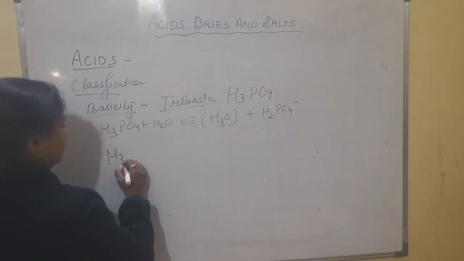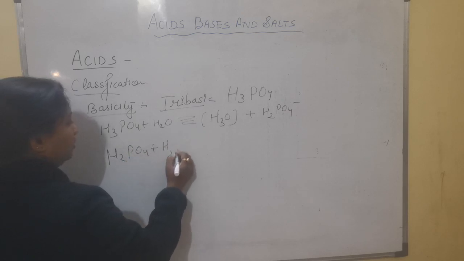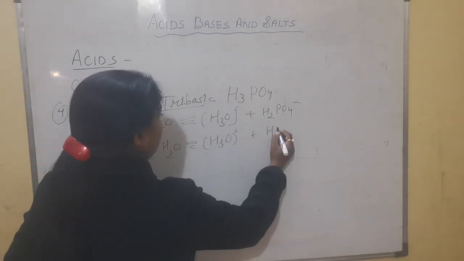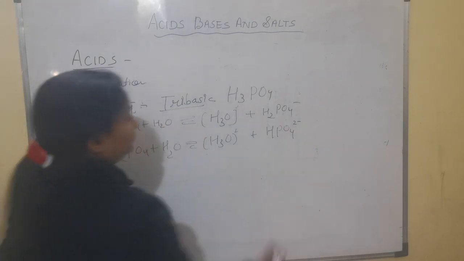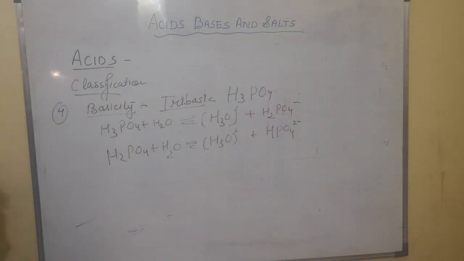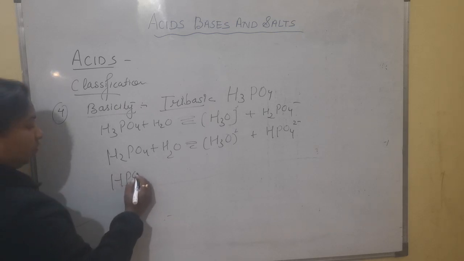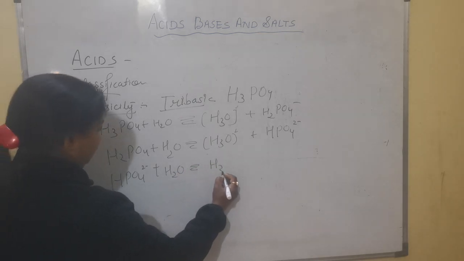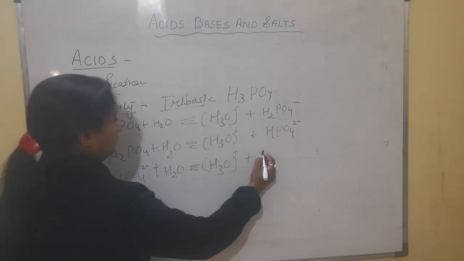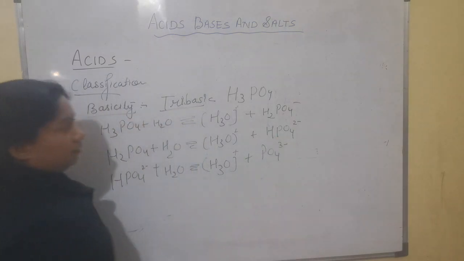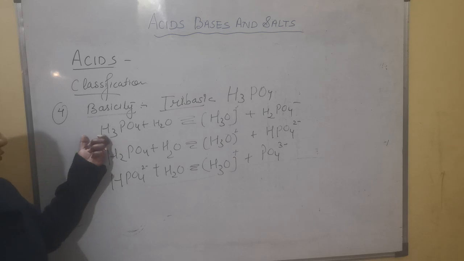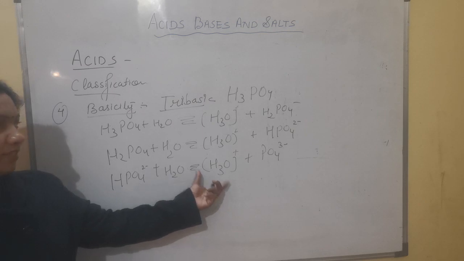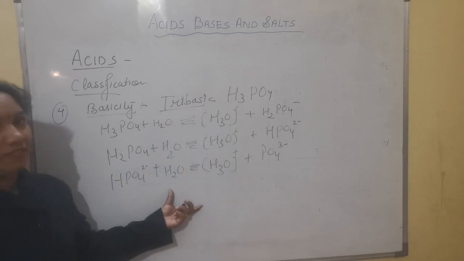H2PO4 minus again combines with a water molecule and forms another hydronium ion, then HPO4 2 minus. Then this HPO4 2 minus combines with a third water molecule and forms hydronium ion plus phosphate ion. So this is how you can see that one molecule of phosphoric acid is producing 3 molecules of hydronium ion. So it is a tribasic acid with basicity 3.